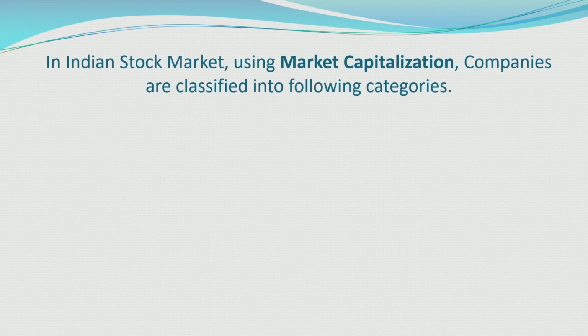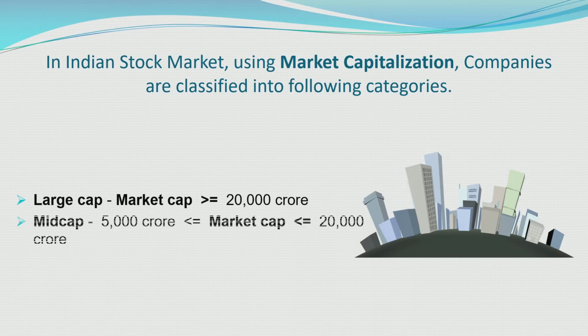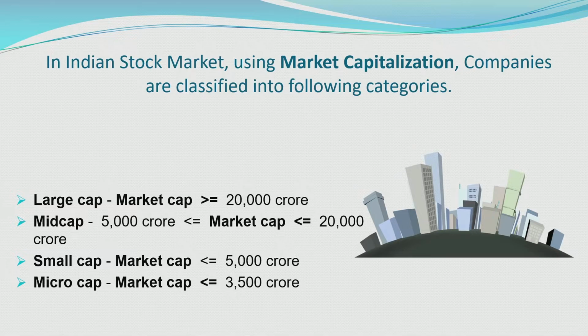In the Indian stock market, using market capitalization, companies are classified into the following categories. Number 1 is large cap, number 2 is mid cap, number 3 is small cap and number 4 is micro cap. The market cap of large cap companies is 20,000 crore or more. The market cap of mid-cap companies is between 5,000 to 20,000 crore. Small cap companies have a market cap of below 5,000 crore. Micro cap companies have a market cap of below 3,500 crore.